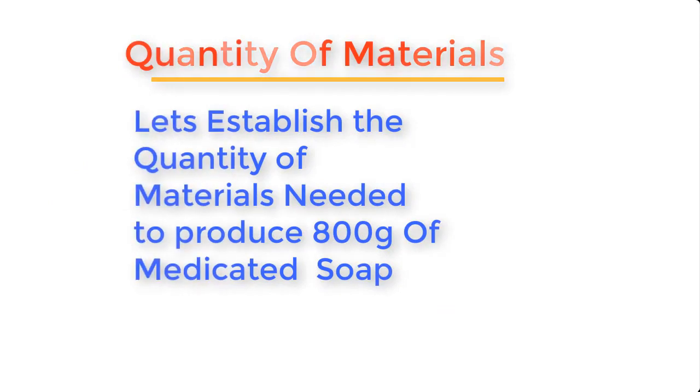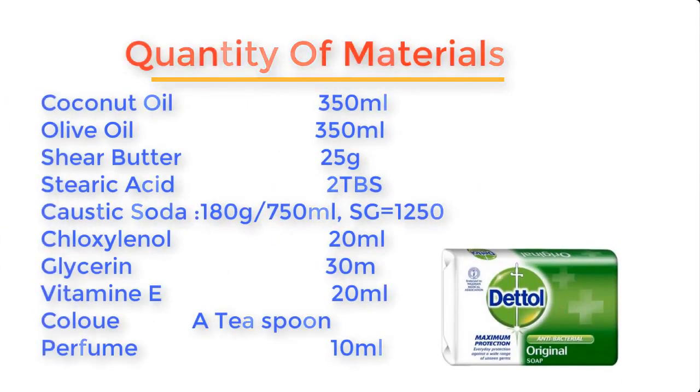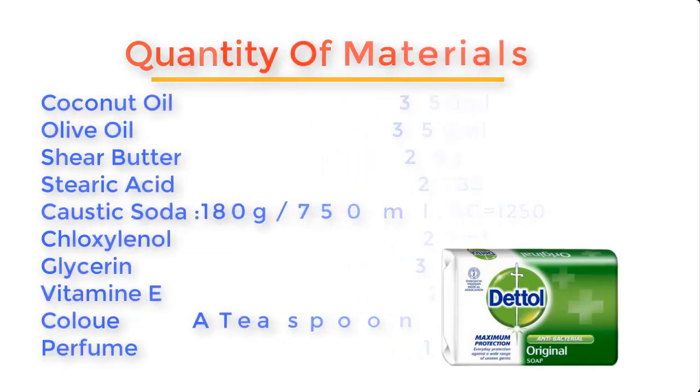Now let's state the quantity of materials needed to produce about 800 grams of medicated soap. Coconut oil 350 ml, olive oil 350 ml, shea butter 25 grams, stearic acid 2 tablespoons, caustic soda 180 grams dissolved in 750 ml of water with the specific gravity adjusted to 1250, chloroxylenol 20 ml, glycerin 30 ml, vitamin E 20 ml, color a teaspoon, and perfume 10 ml.